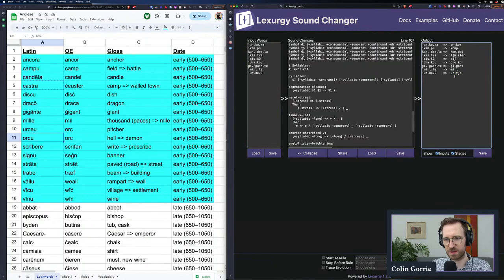Diala, yes, this is why a lot of words in other Germanic languages that have g have y instead in Old English, because of this rule.